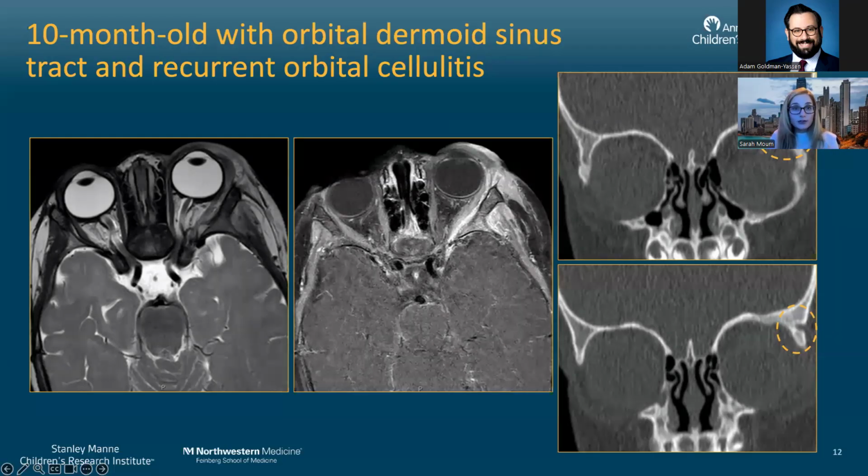As in other locations, if you do see a tract, it's important to always look for the tract, and if you see a tract, it's important to remember the association that patients can have recurrent infection because of that. So it's always important to assess for that so you can help predict any future recurrent infections in these patients.